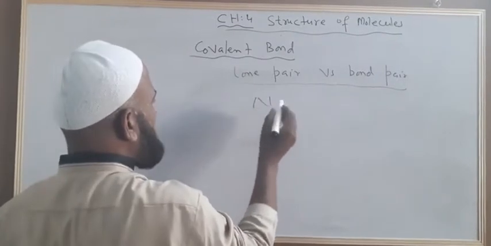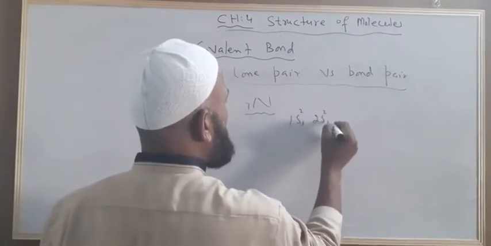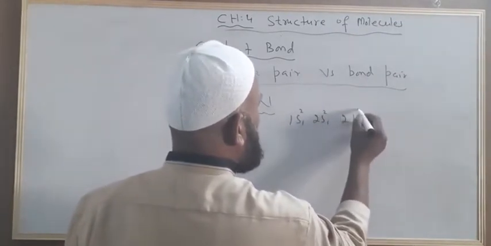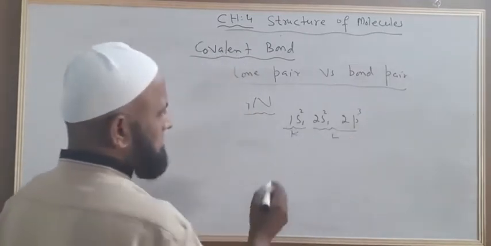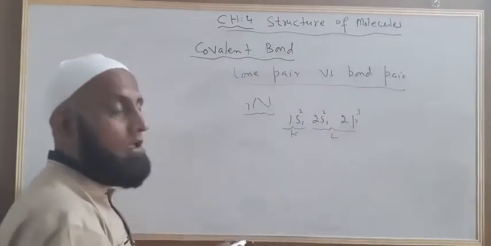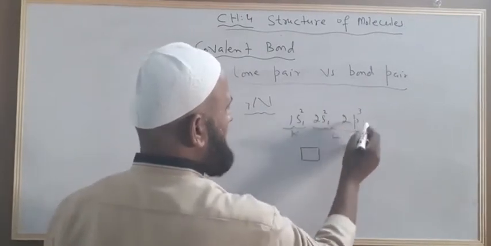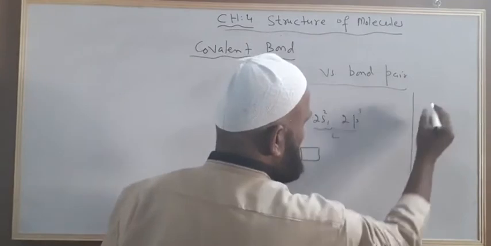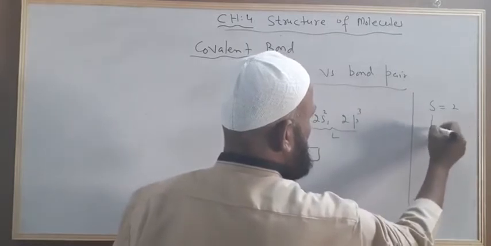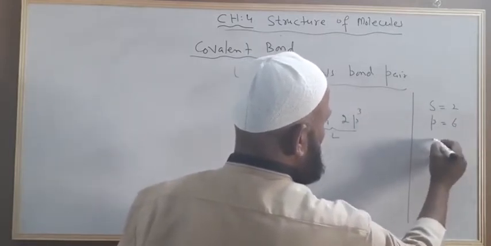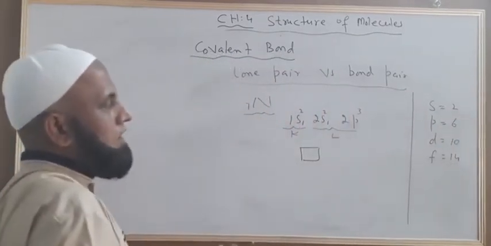In nitrogen, if we write the electronic configuration of nitrogen: 1s2, 2s2, 2p3. In the valence shell we have 5 electrons. Now, for each subshell, for 2 electrons we have to draw one box. In the previous chapter or class I told you the capacity of the s subshell: s subshell has 2 electrons, p subshell has a capacity of 6 electrons, d has 10 electrons, and f has 14 electrons. For 2 electrons we have to draw one box.